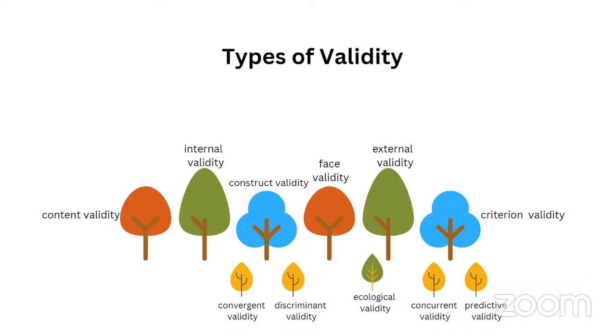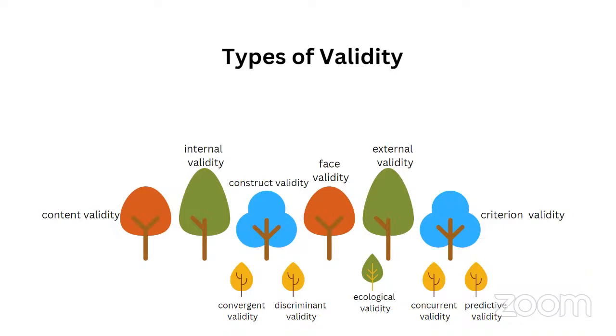Ecological means nature. We introduce ecological validity because most research happens in an experimental setup, which is controlled. So one of the disadvantages of extremely controlled experimental conditions is that it might not be very valid in real settings. That is why these days ecological validity is highly considered while planning research.